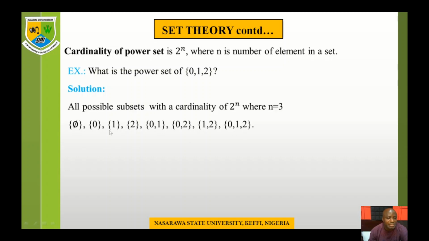So you have the empty set, {0}, {1}, {2}. Then you have {0, 1}. You have {0, 2}. You have {1, 2}. You have {0, 1, 2}.